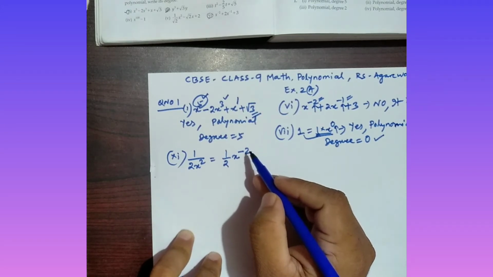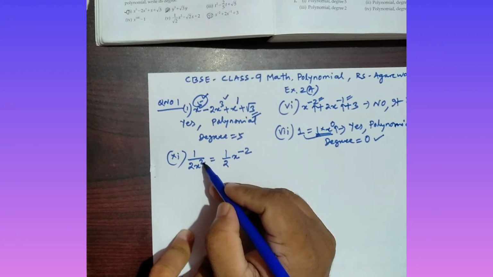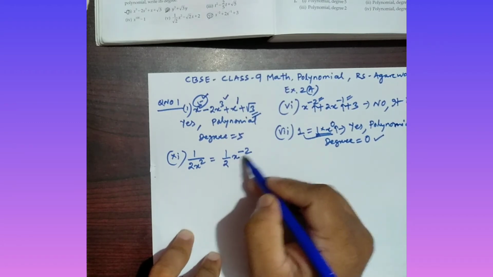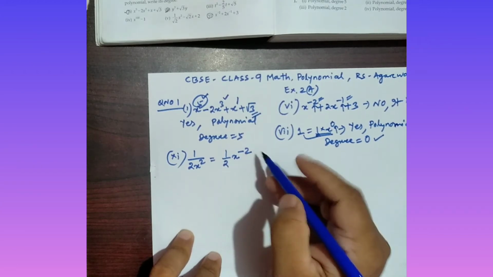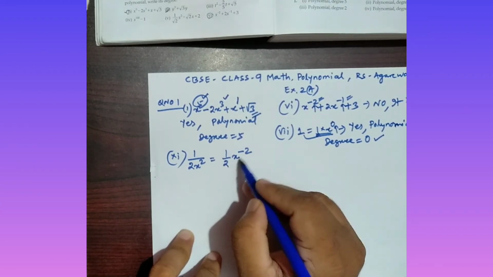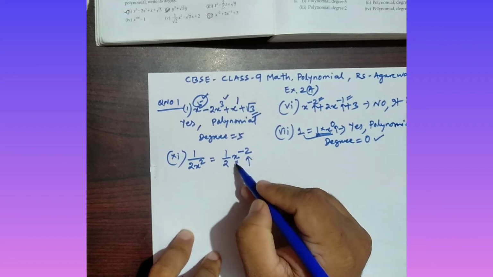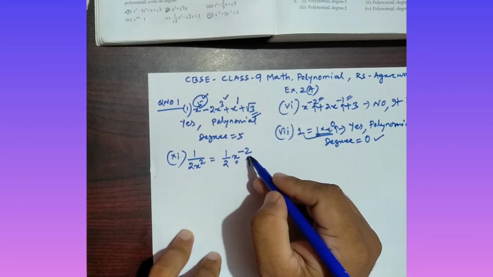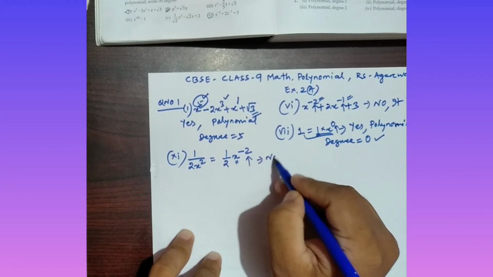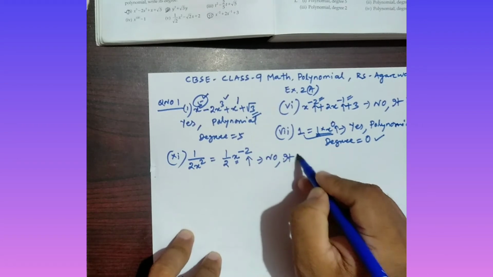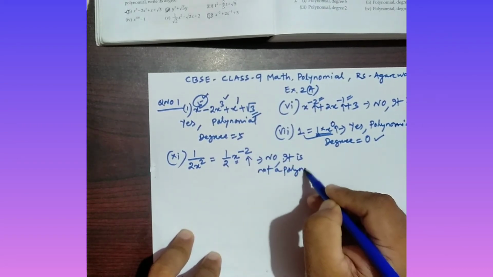Fine. Because x square is the denominator, if you're writing it in numerator form, it should be x to the power minus 2. So look at here, 1 by 2 x to the power minus 2. The x is the variable, and here minus 2 is the power of the variable. So minus 2 is a what? Negative integer. So that is why no, it is not a polynomial.